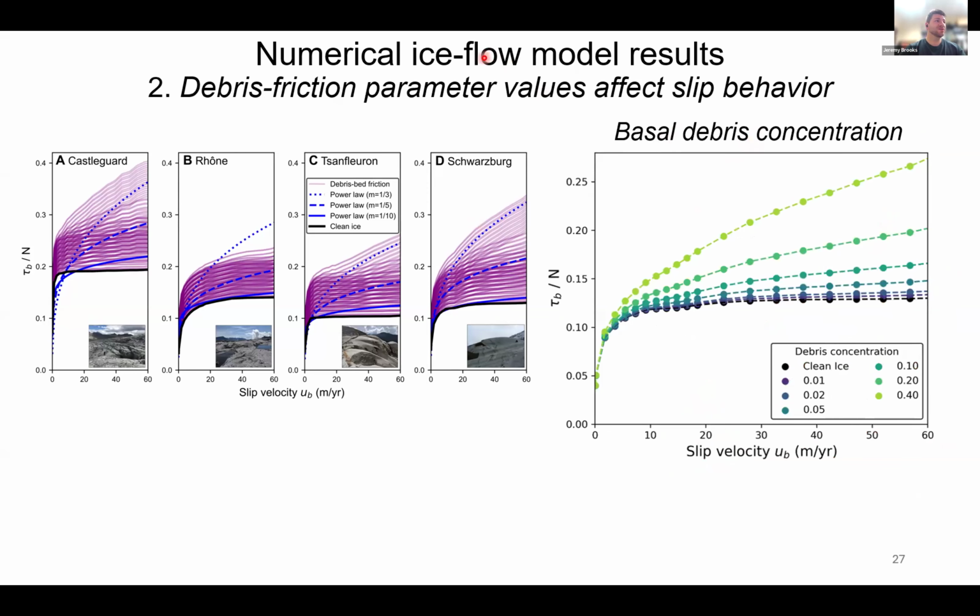Number two, we also see that these debris bed friction parameters span a pretty wide range of behaviors. So you get very different slip behavior depending on these parameters. And in particular, that amount of rate strengthening is mostly dependent on the debris concentration in basal ice. So here we just are showing differences between clean ice conditions up to about a 40% debris concentration.